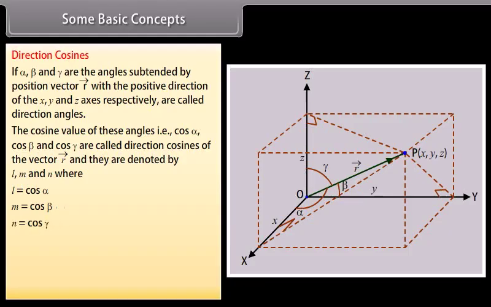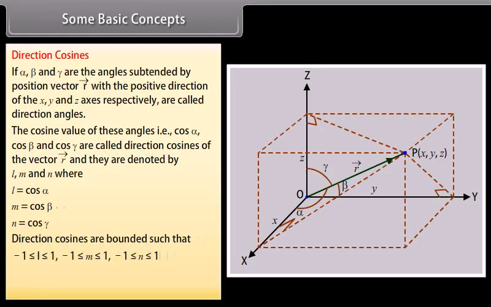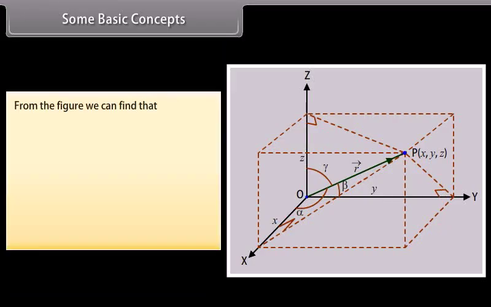N equals cos gamma. Direction cosines are bound such that -1 is less than or equal to L less than or equal to 1, -1 less than or equal to M less than or equal to 1, -1 less than or equal to N less than or equal to 1, and they are connected by the formula L square plus M square plus N square equals 1. From the figure we can find that cos alpha equals x by mod of vector r, cos beta equals y by mod of vector r, cos gamma equals z by mod of vector r.